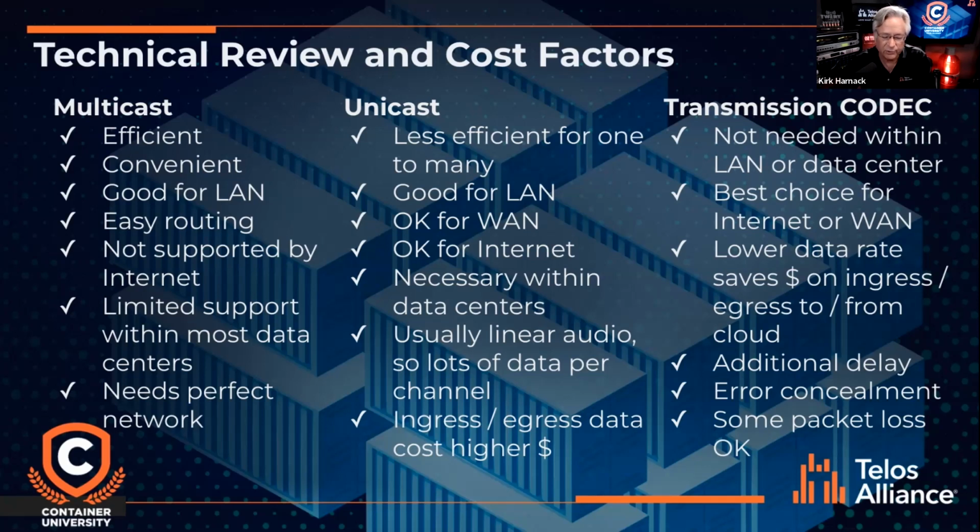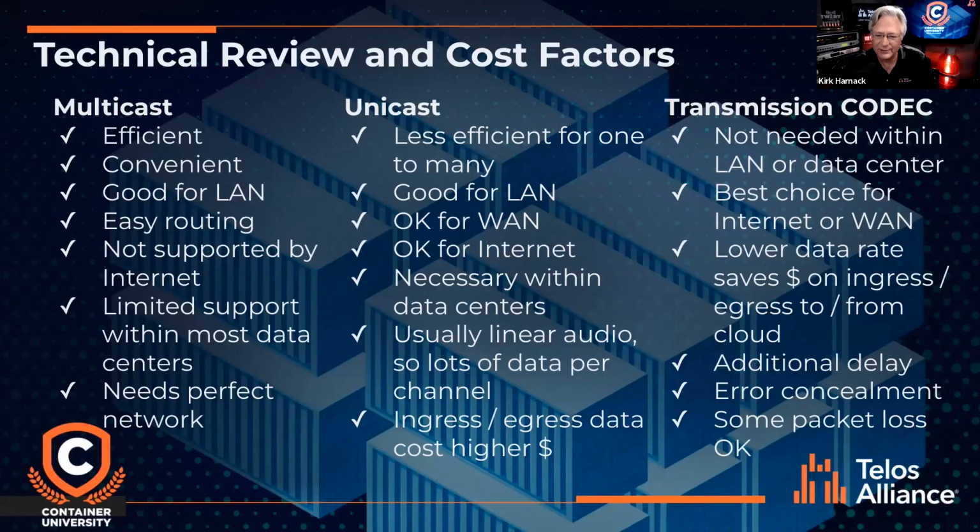Usually it's linear audio, so there's lots of data per channel, and there can be ingress and egress costs, or there will be with data centers, especially public cloud centers. So there's a higher cost because this is typically going to be linear audio. Now, transmission codec, well, you don't need that if you're inside a LAN or inside a data center. It is the best choice, though, if you're going across the internet, or maybe across a WAN, especially a software-defined WAN. That depends on the internet. It has a lower data rate, and so that can certainly save you dollars, perhaps 90% of the dollars, on ingress and egress to and from a cloud situation.